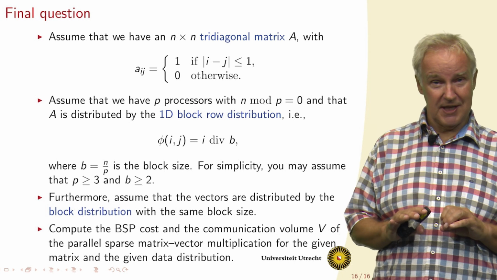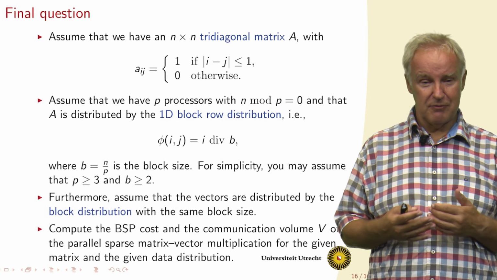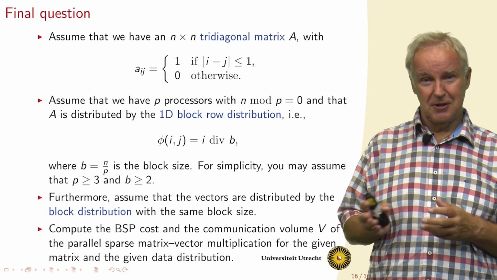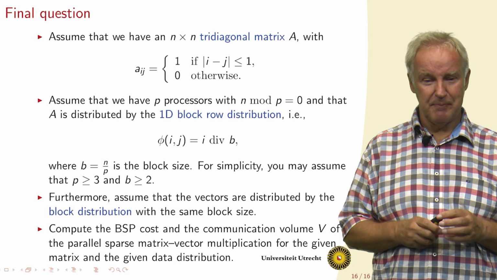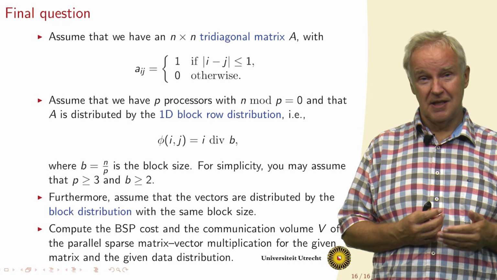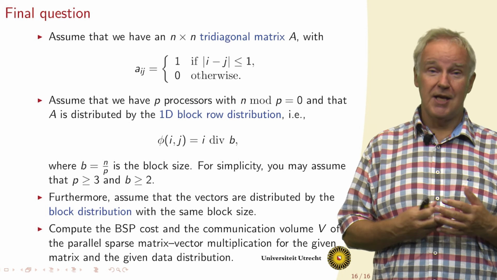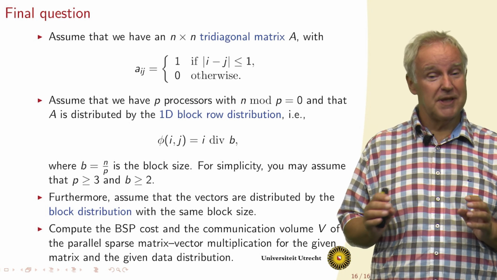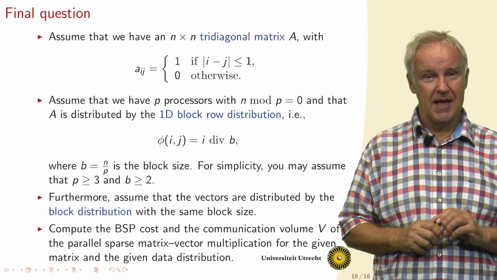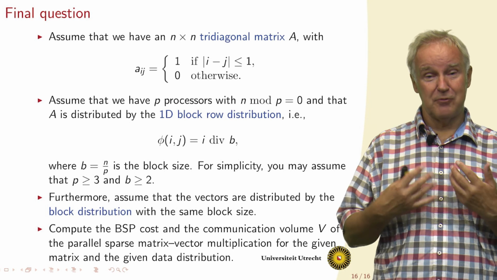We assume that everything is easy, so that p divides n. We also assume that p is big enough. Let's say p is larger than or equal to 3, and that the block size is also larger than 2. Otherwise, it would be a very trivial problem. We also assume that the vectors are in the same distribution, so a block distribution with block size b. And now the question: compute the BSP cost of our parallel sparse matrix vector algorithm and also compute the communication volume of this algorithm for this particular matrix.